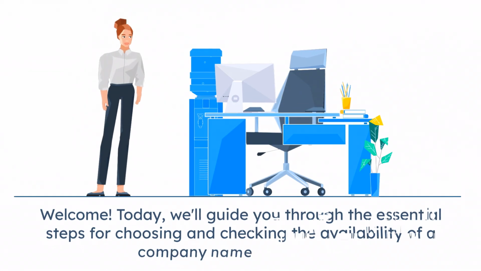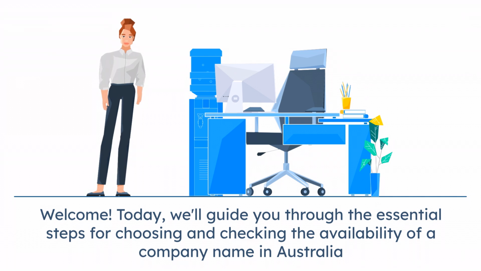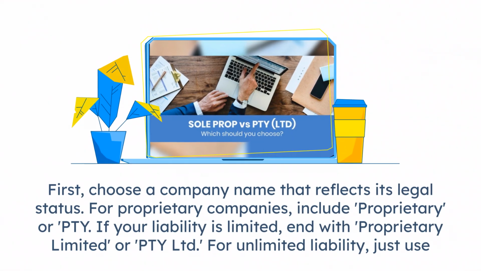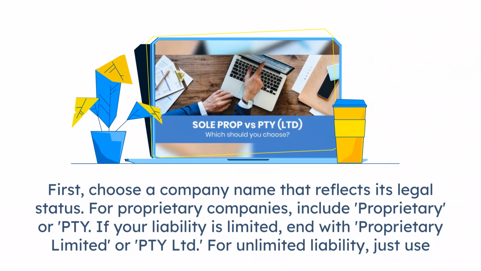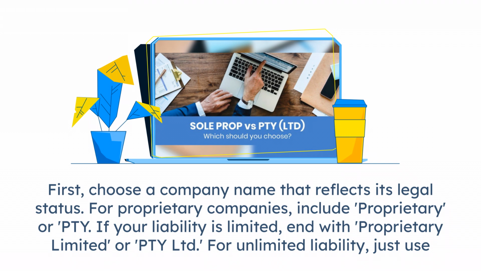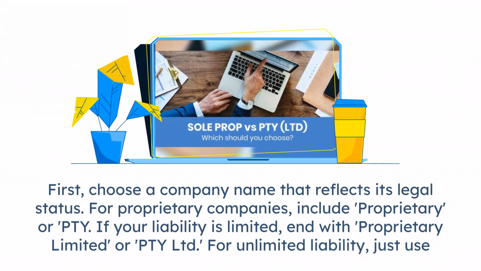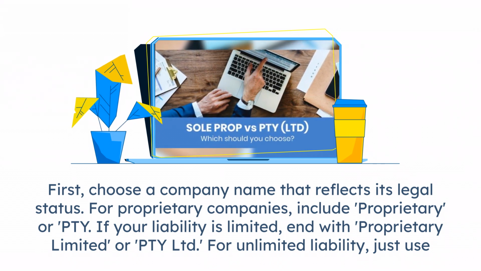Welcome. Today, we'll guide you through the essential steps for choosing and checking the availability of a company name in Australia. First, choose a company name that reflects its legal status. For proprietary companies, include Proprietary or PTY. If your liability is limited, end with Proprietary Limited or PTY Limited. For unlimited liability, just use Proprietary or PTY.